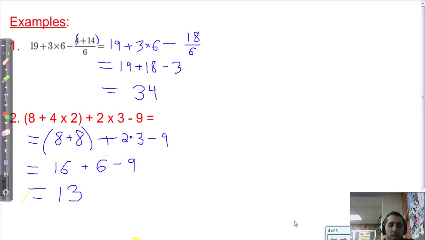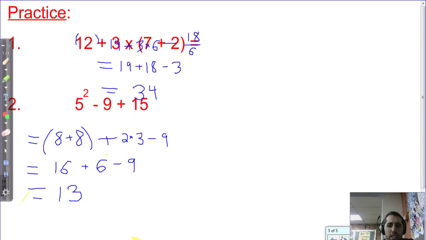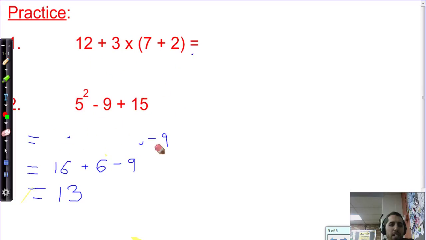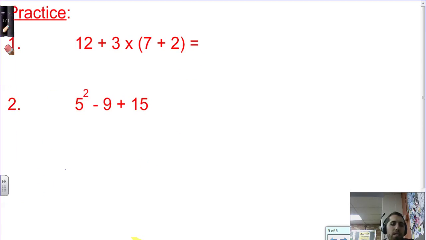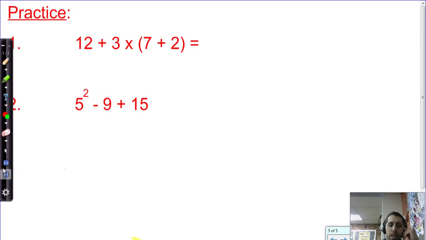As always, I'm going to leave you with some problems to do on your own. So here we go. We have number 1, 12 plus 3 times the quantity of, and when I say the quantity of, I mean parentheses. 12 plus 3 times, in parentheses, 7 plus 2. So figure out in what order you are going to combine those numbers. And number 2 is 5 squared, or 5 to the second power, minus 9 plus 15. So I want you to think about what Gemma is going to say to do about that exponent. Best of luck. I will see you.